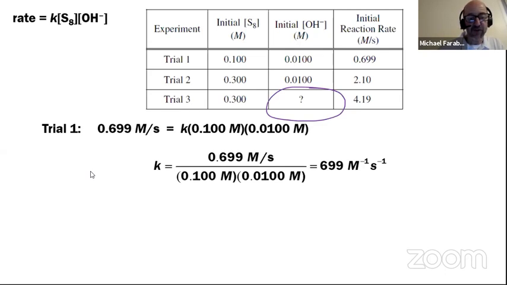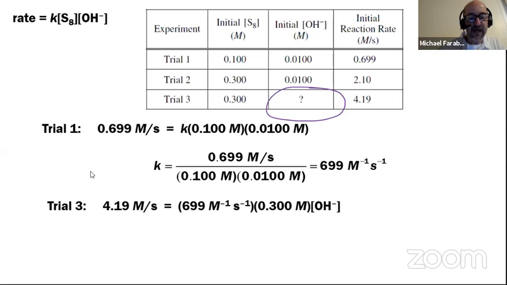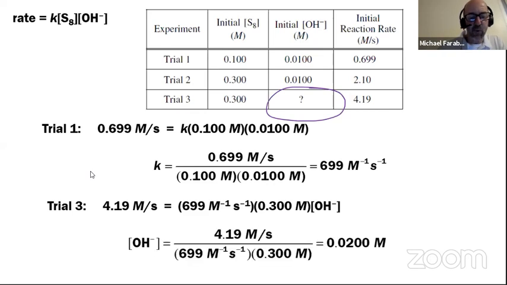I'm now going to go to trial 3. I know the rate is 4.19 molarity per second. I was just able to calculate the value of K, so I plug that in. The initial concentration of sulfur is 0.3, and I'm solving for the concentration of hydroxide. Now, when I do this math, 4.19 divided by 699 divided by 0.3, I get 0.02. I wonder if there was an easier way to solve this. What I just did wasn't a bad way.